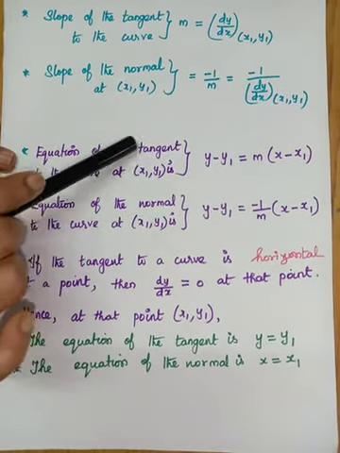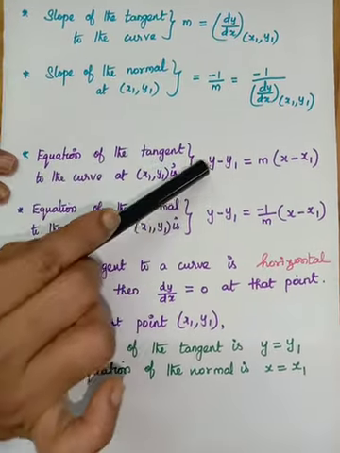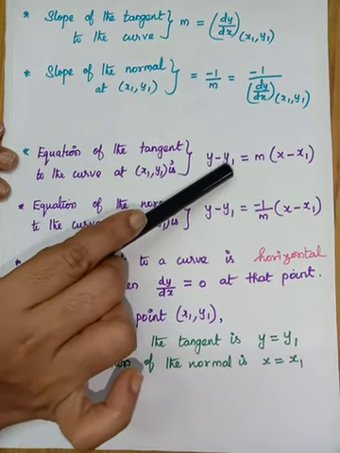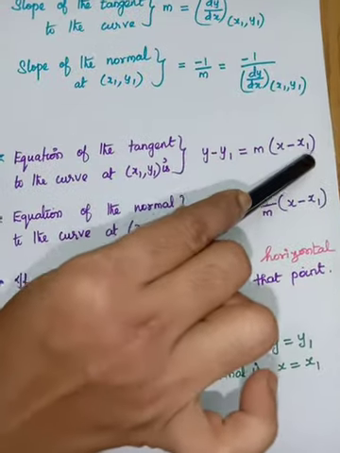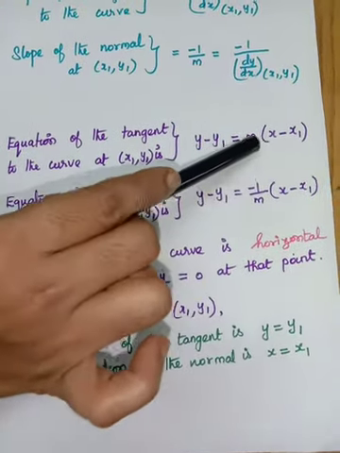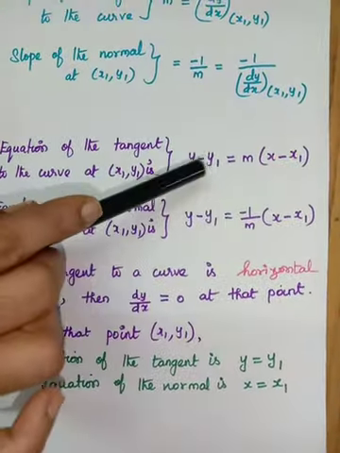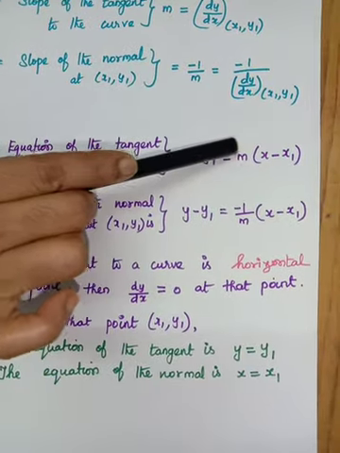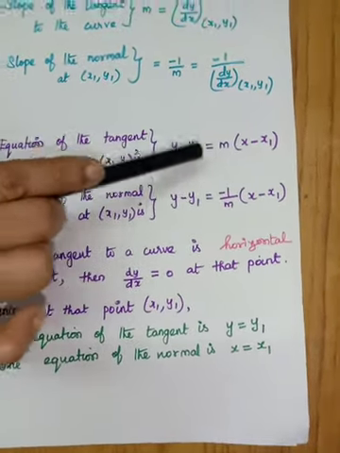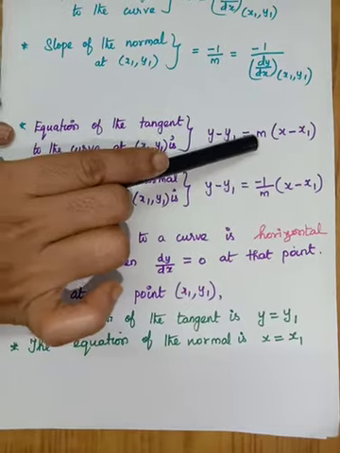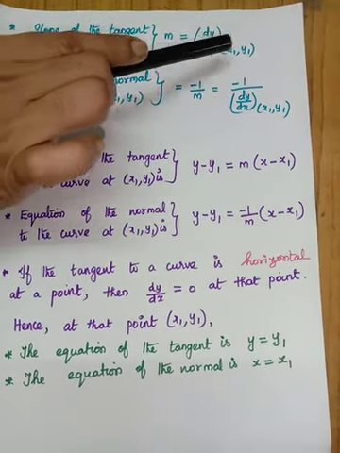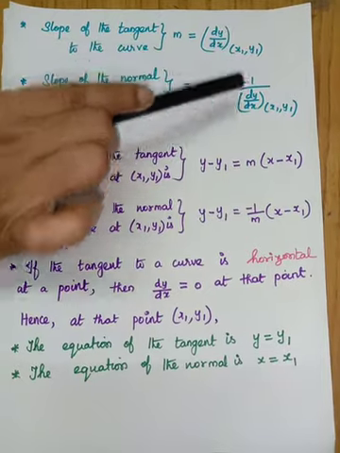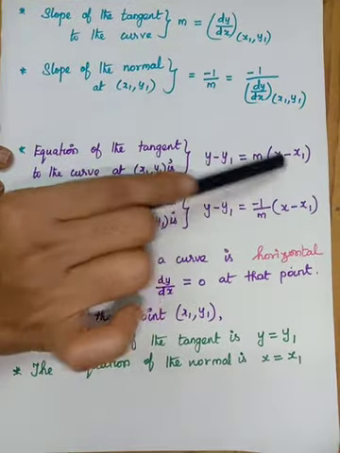Next, we are going to find the equation of the tangent to the curve at x1, y1. So, tangent is a straight line. So, we are going to use the formula y minus y1 is equal to m into x minus x1. Okay. So, equation of the straight line form we are using. Here, how to find m? What is m? It is the slope of the tangent. How to find m? Using the derivative dy by dx at x1, y1. After finding m, you have to substitute in this formula.